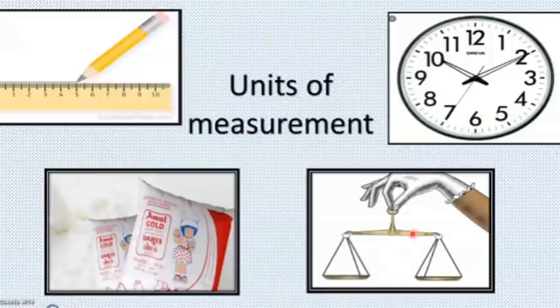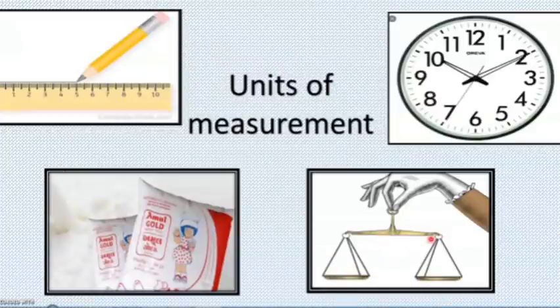Here you see a balance. If you have ever bought vegetables, you might have seen this. In this balance, the sellers keep on one side the weighing weights, which are given in kg or kilogram, and on this side they keep the vegetables so that they can balance it and find the measurement. So kg or kilogram is another unit of measurement.